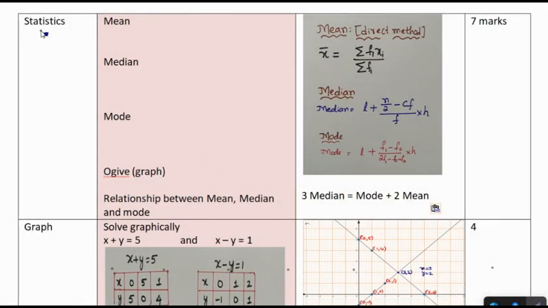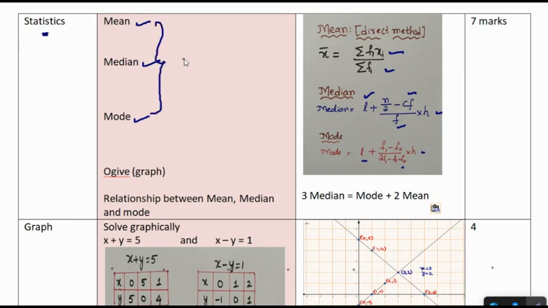The next important chapter is statistics. One has to prepare this chapter before going to the exam hall. There are three concepts in statistics: mean, median, and mode. The mean formula is sigma fi xi by sigma fi. The median formula is L plus (n by 2 minus Cf) by f into h. And mode is equal to L plus (f1 minus f0) by (2f1 minus f0 minus f2) into h.